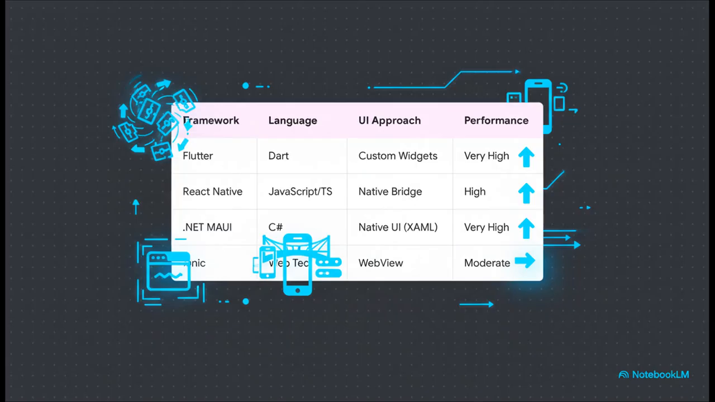This chart kind of lays it all out. You can see Flutter uses its own custom widgets and gets top-tier performance. React Native uses that bridge we were talking about, still really fast. And down at the bottom, Ionic uses the web view, which makes it super easy for web devs to jump in, but you take a small performance hit.